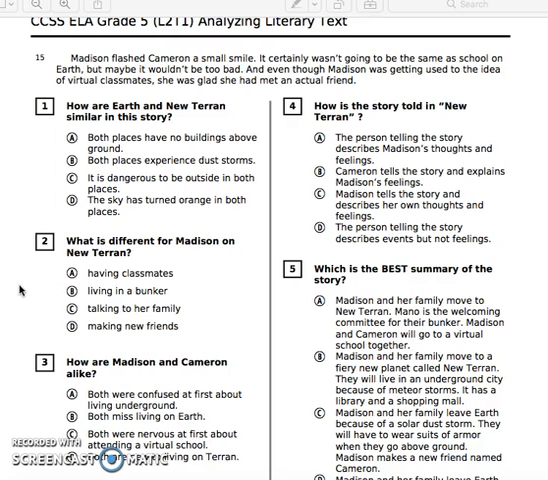What is different for Madison on New Terrain? A. Having classmates. B. Living in a bunker. C. Talking to her family. Or D. Making new friends.